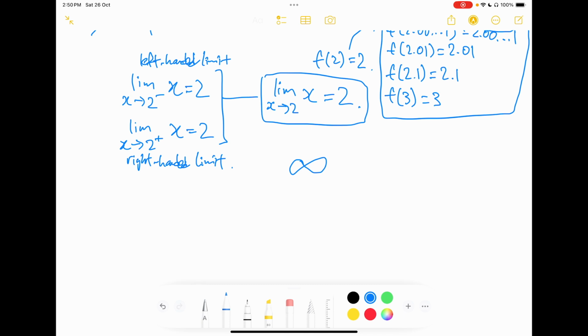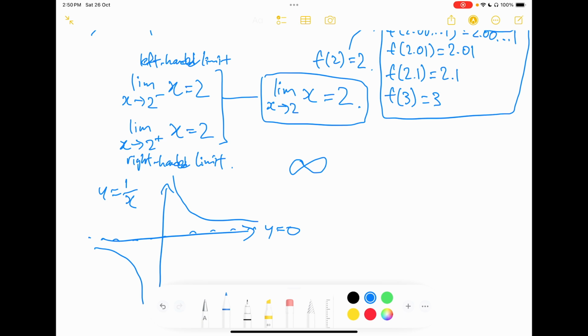And there are ways we can use this in limits. So for example, if I were to take the function y equals 1 over x, all right, and we can see that there are two asymptotes, right? There is the horizontal asymptote at y equals 0, and there is the vertical asymptote at x equals 0.